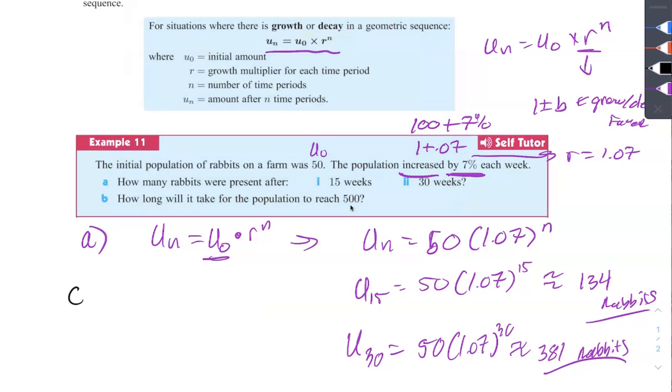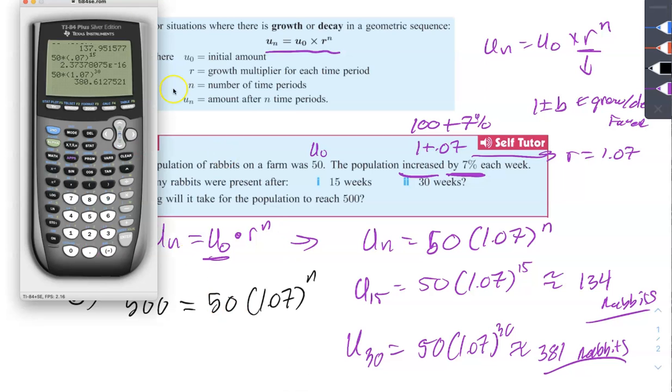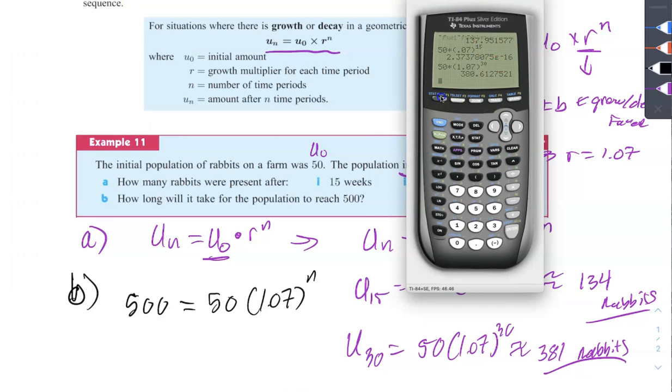How long would it take for the population to reach 500? For B, we want our population to be 500. So we have 500 equals 50 times 1.07 to the N. Again, we haven't learned how to do this by hand yet, so we're going to use a calculator. I'm going to go to y1, y2. In this case, y1 is 500, and y2 is 50 times 1.07 to the x power.